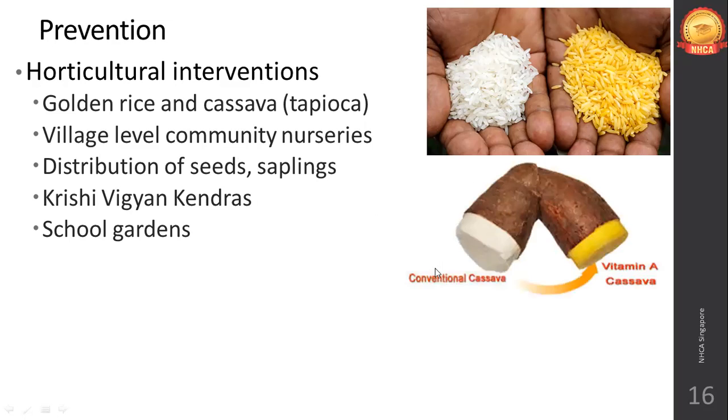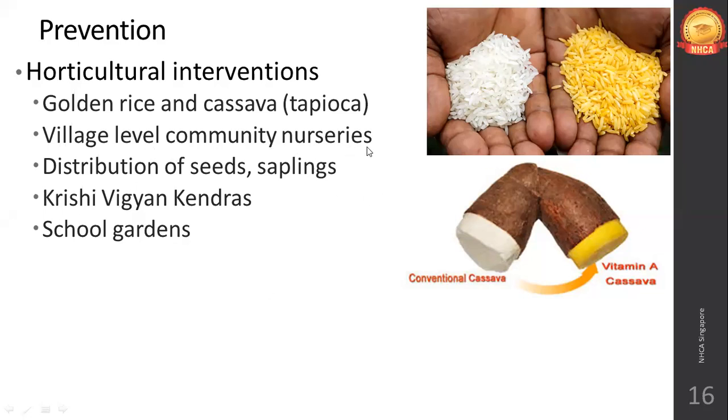Then we have cassava or tapioca. We can see here how a conventional cassava or tapioca looks like, and this is a vitamin A biofortified cassava. Again, it has a yellow tint to it because of the presence of beta carotene. It is very rarely found in India, but in African countries like Nigeria, they are using cassava flour in their cooking. So that's how they are dealing with vitamin A deficiency.